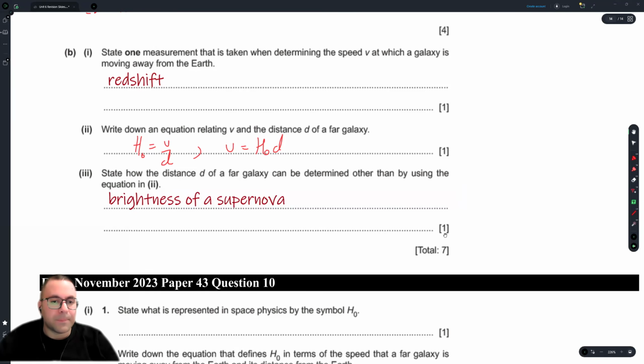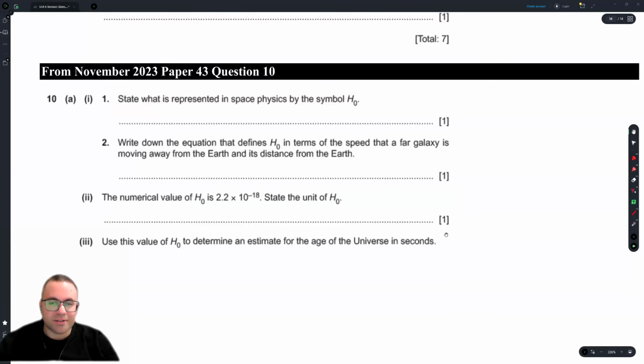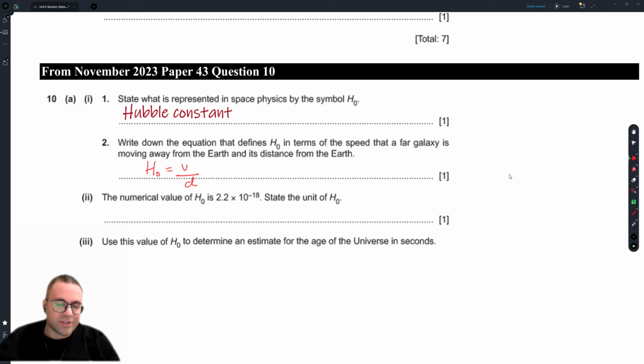Now, next. Last bit. State what is represented in space physics by the symbol H0. Oh, it's called the Hubble constant. Write down the equation that defines H0 in terms of speed and distance. So H0 is equal to V over D. The numerical value of H0 is 2.2 times 10 to the power of negative 18. What's the unit? Per second, or second to the power of negative 1, because it's meters per second divided by meters, which gives you 1 over a second.